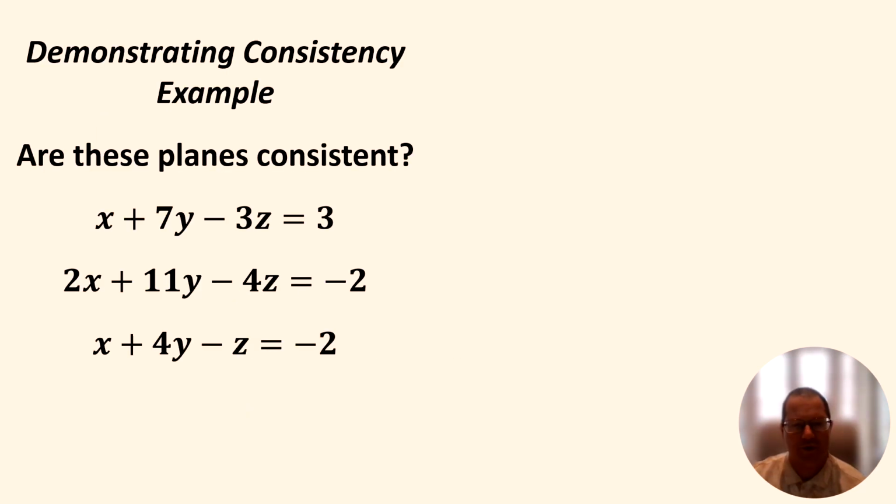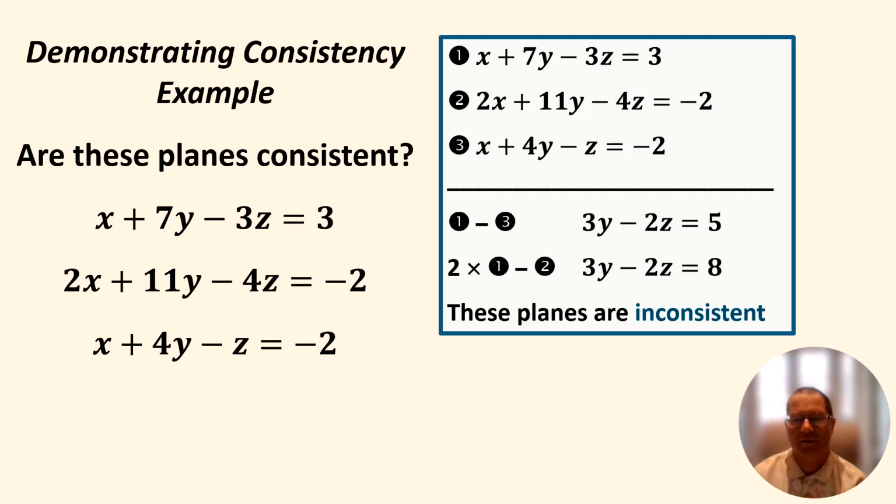So how might we demonstrate consistency for 3 planes? Are these 3 planes consistent? To find out whether they're consistent or inconsistent, what I've done is to manipulate them to get 2 equations in terms of 2 variables, in this case y and z, and compare them. So if I do equation 1, take away equation 3, I get 3y minus 2z is equal to 5. And if I double equation 1 and take away equation 2, I get 3y minus 2z is equal to 8, and these are obviously inconsistent.